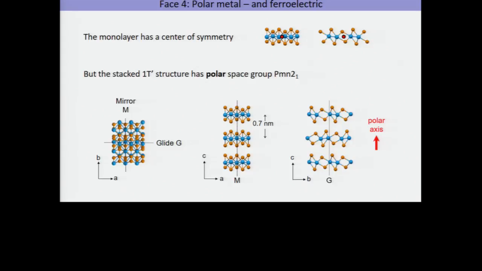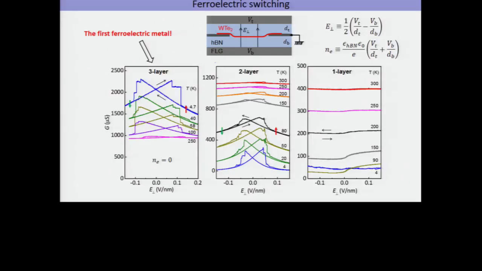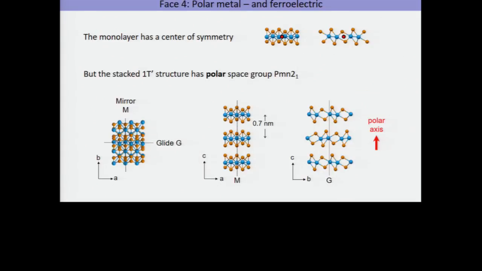This became obvious to us in our measurements when we were studying these things, and we were putting opposite signs of voltages on the two gates. What we found is, you apply this perpendicular field, E perpendicular, which is basically, if you put opposite voltages on the two gates, you sweep that perpendicular field up and down. For a trilayer, you see massive hysteresis. For a bilayer, also big hysteresis. Monolayer, no hysteresis at all. Exactly what you expect, because the monolayer is centrosymmetric, it's not polar.